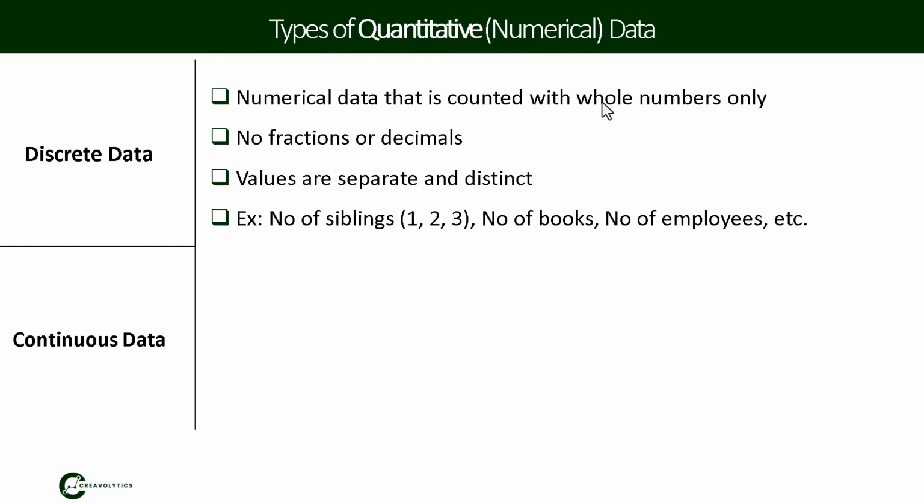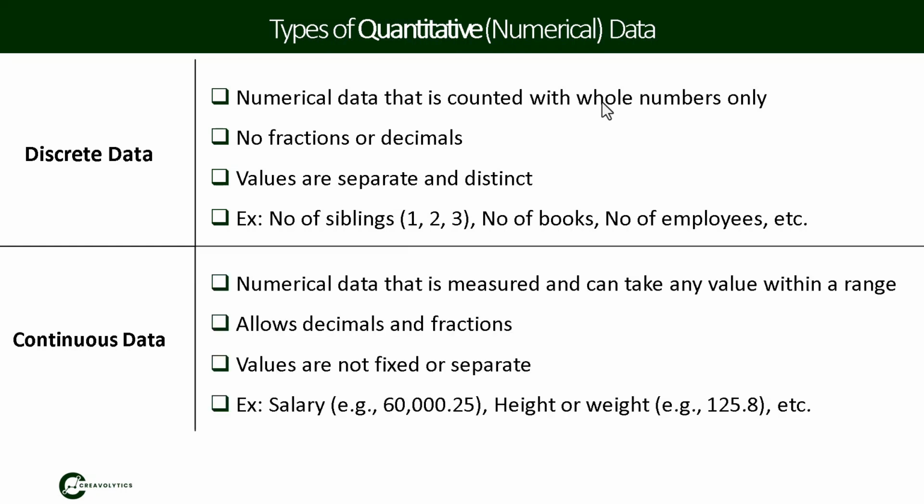For example, the number of siblings a person has is discrete because you can have one sibling, two siblings, or three siblings, but you cannot have 2.3 siblings or 3/2 of a sibling. Another example is the number of books in an office. You might have 10 books, 100 books, but you cannot have 5.5 books or 9.33 books.